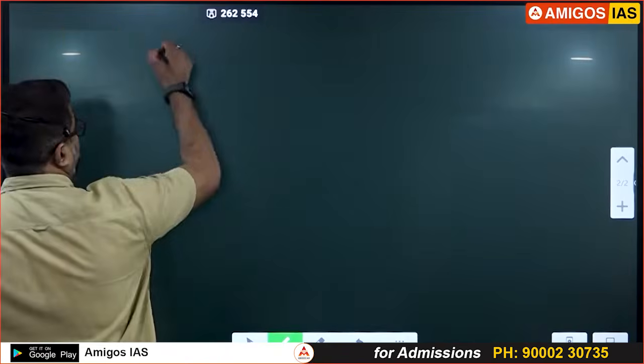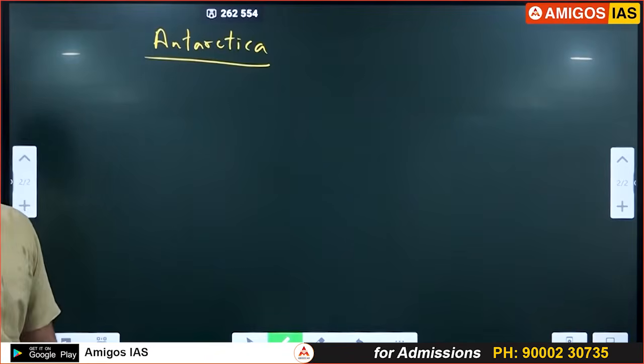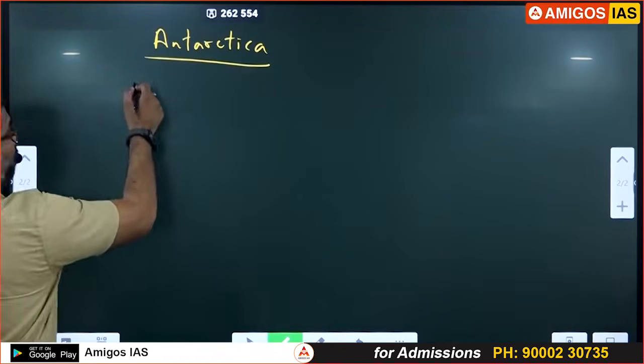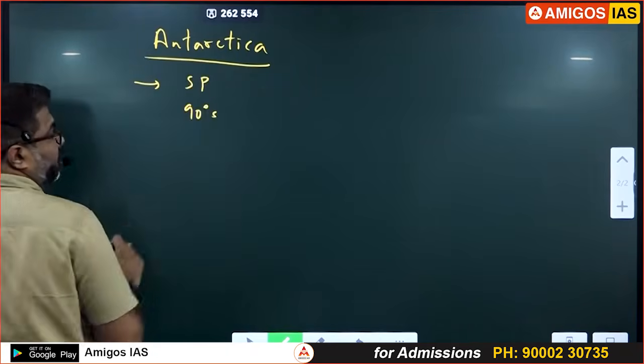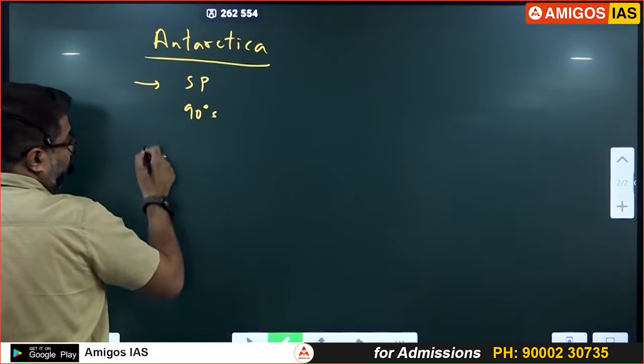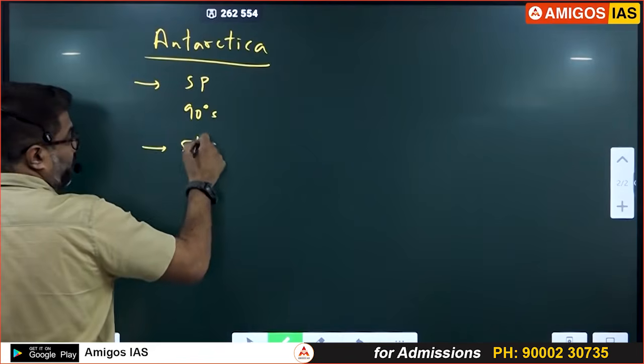So give the heading as Antarctica now. Opposite of Arctic is Antarctic. Okay, all of you know. South Pole, 90 degrees south. Antarctica is the continent, fifth largest continent.